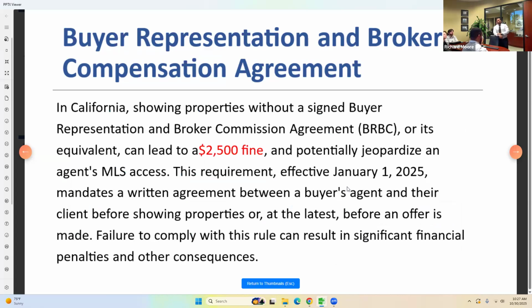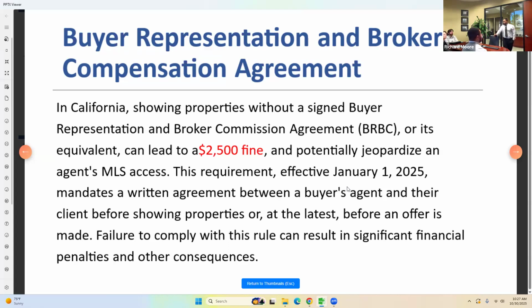And again, in California, showing properties without a signed buyer representation or broker compensation agreement, or its equivalent, can lead to a $2,500 fine and potentially jeopardize an agent's MLS access. This requirement, effective January 1st, 2025, mandates a written agreement between a buyer's agent and their client before showing properties, or at the latest before an offer is made.